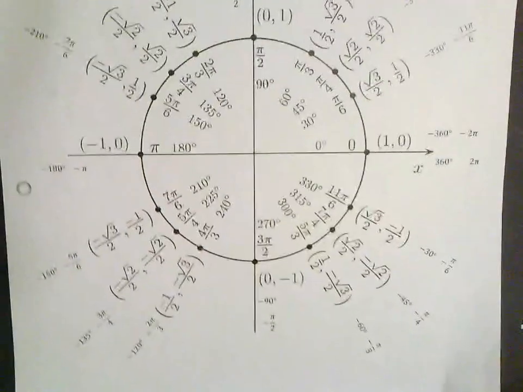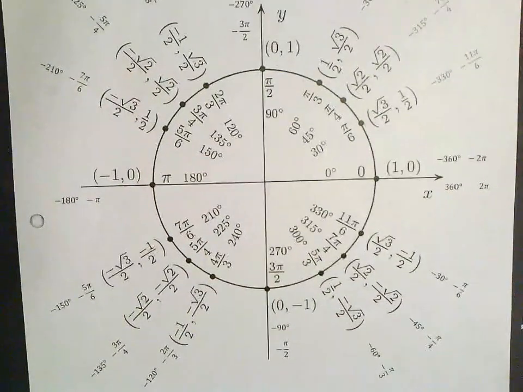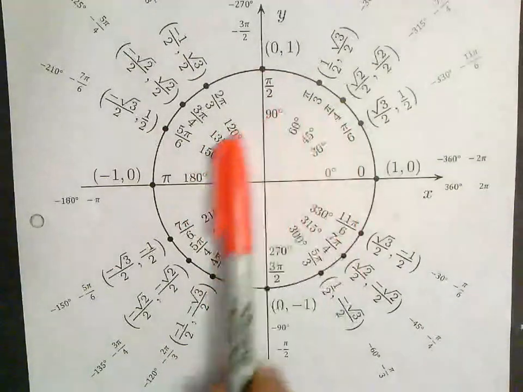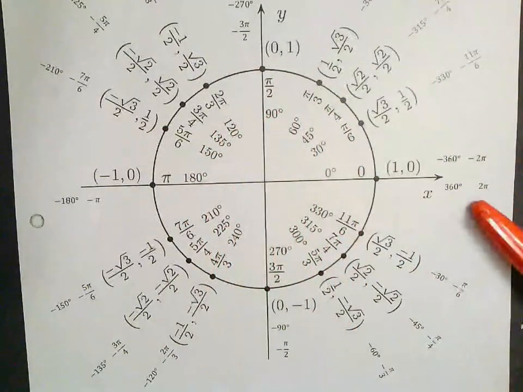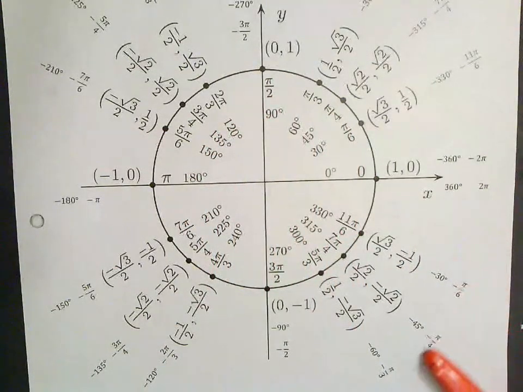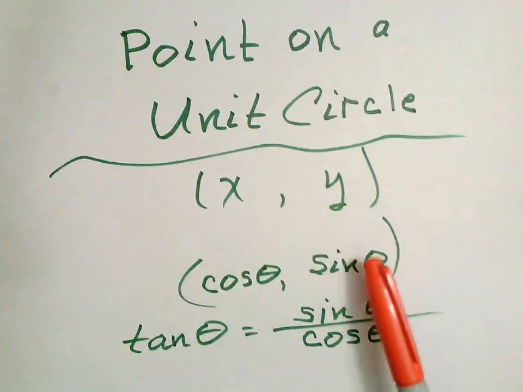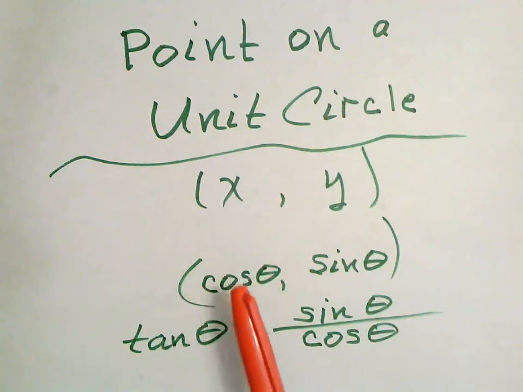So let's look at this unit circle again. Remember, on the inside, going counterclockwise, we have the positive angles. On the exterior, going clockwise, we have the negative angles. Also, when you're looking at a unit circle, remember that the y-coordinate is the sine, the x-coordinate is the cosine, and tangent is the sine divided by the cosine.